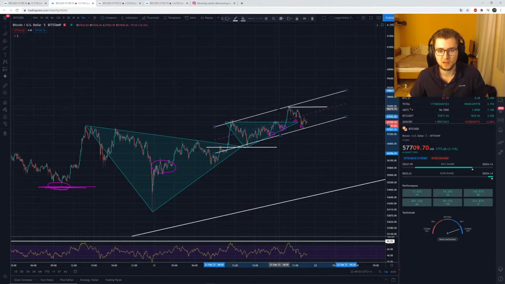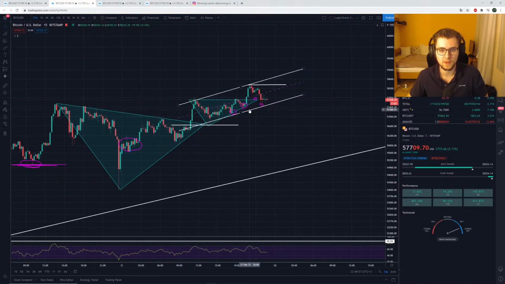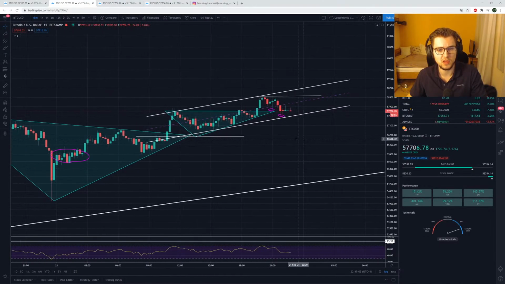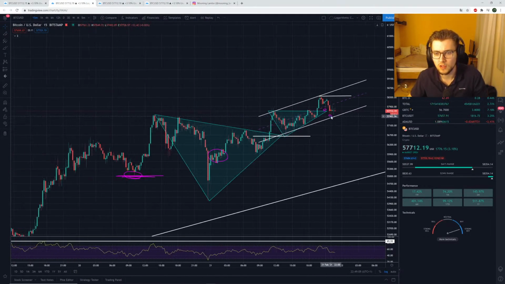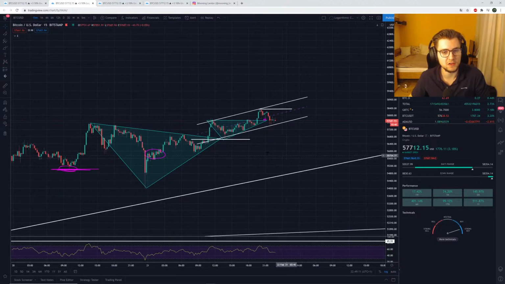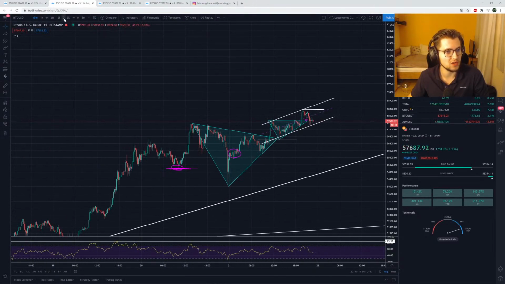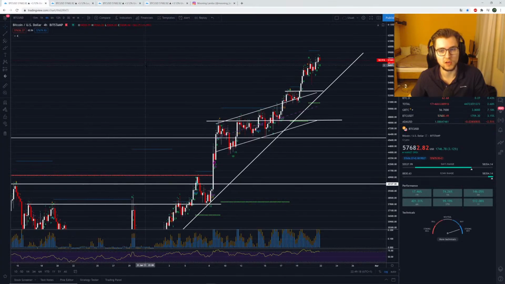I mean, it's not working too nice. Here the 50-minute, it kind of works. So we could be looking here at this ascending channel. I'm not too convinced on it yet. But price will increase here midterm, as long as on the bigger time frame there is no red flag.